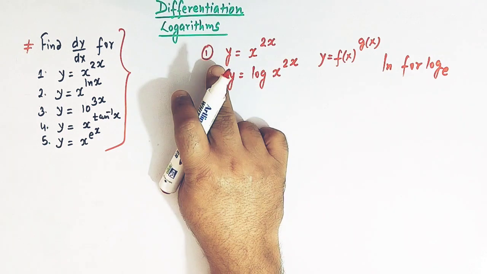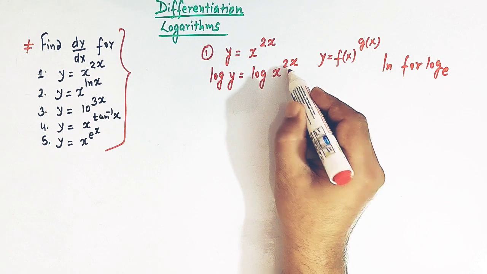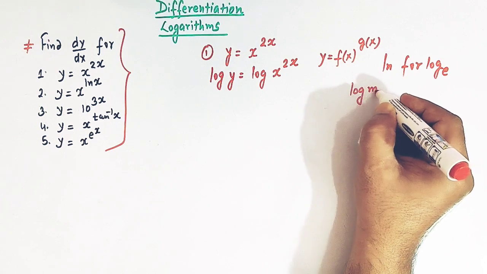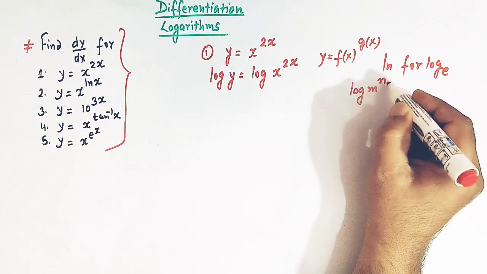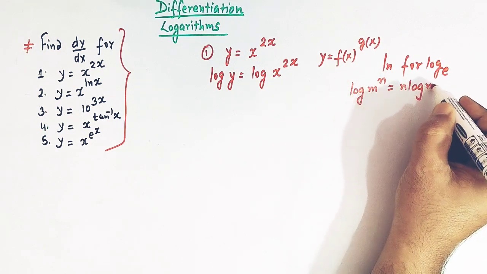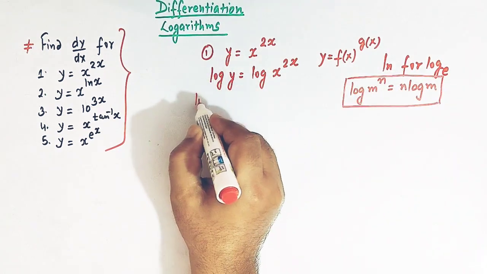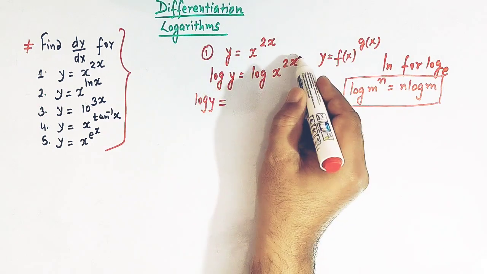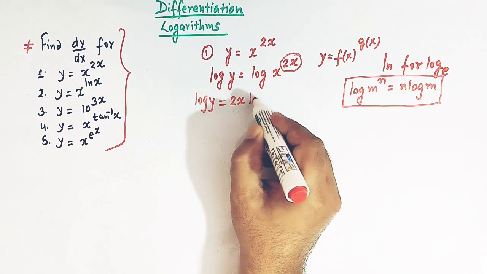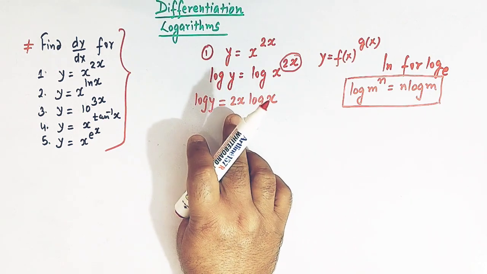So after taking the log of both sides, now see here we have log x raised to 2x, right? So we know an important property of log, that is the power rule. If we have log of m raised to n, then this n comes in front of log. So we have n log m, right? So we'll make use of this property. So here we have log of y, and here we have this 2x. So this 2x can be taken in front of log. So we have 2x log x, right? So now we have this function, right?